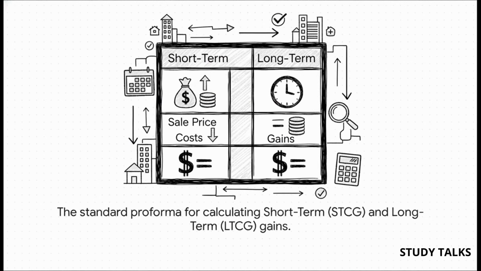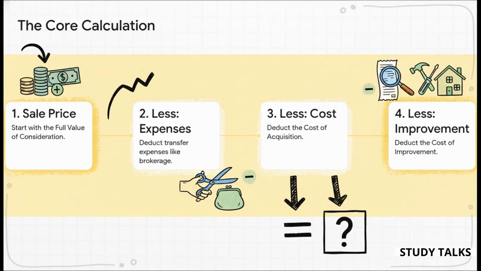Whether it's a short-term or a long-term gain, the basic structure is the same. You start with how much you sold it for, and then you just start deducting all your costs. Let's break those down. It's a really logical flow. Number 1, what did you get for it? That's your full value of consideration. Number 2, what did it cost you to sell it? You subtract any brokerage or legal fees. Number 3, what did you originally pay for it? Subtract your cost of acquisition. And number 4, did you spend any money to improve it over the years? Subtract the cost of improvement. It's really just sale price minus all your costs.